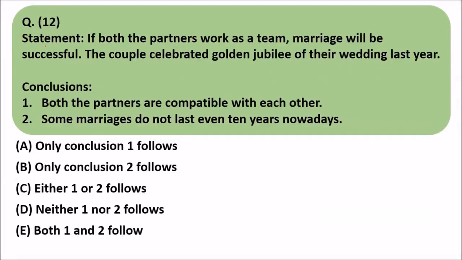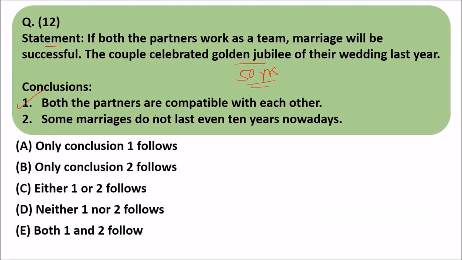Moving to next question. Statement: if both the partners work as a team, marriage will be successful. The couple celebrated golden jubilee of their wedding last year. Conclusions: both the partners are compatible with each other. Second conclusion: some marriages do not last even 10 years nowadays. Now, by common sense, golden jubilee is nothing but 50 years of wedding. And they are also saying that if both the partners work as a team, marriage will be successful. First conclusion is possible. That means the partners are compatible, so only they are able to last for 50 years.